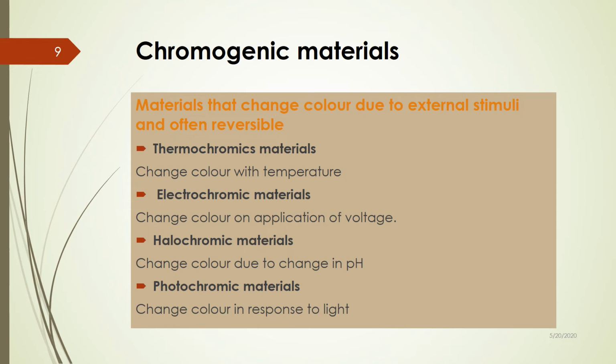Important chromogenic materials are thermochromic materials, which change their color with change in temperature. Electrochromic materials change their color on application of voltage. Then halochromic materials change their color due to change in pH. Finally, photochromic materials change their color in response to light.